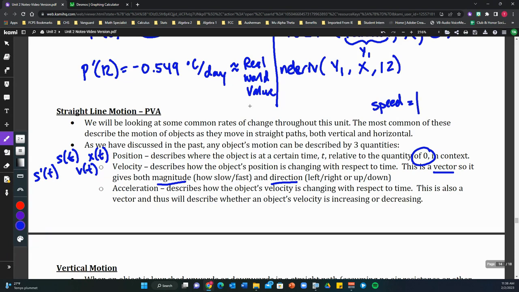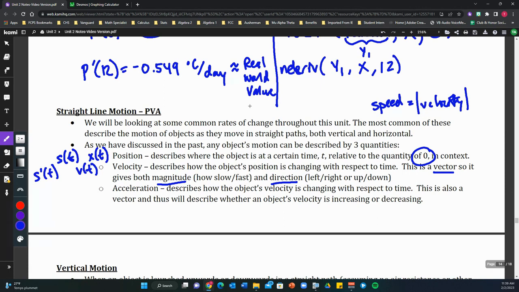So speed is the same thing as velocity, but without the direction. So we oftentimes will refer to speed as the absolute value of velocity. We don't care about the sign of that quantity, just how big the number is. Okay. So velocity is our second piece of information, and then acceleration is the third one.